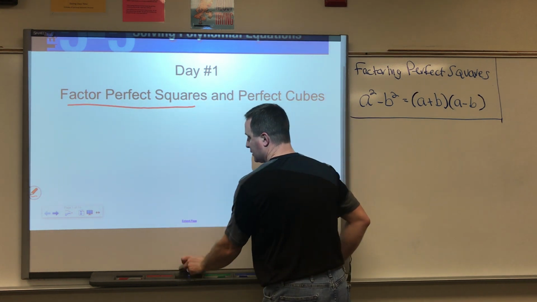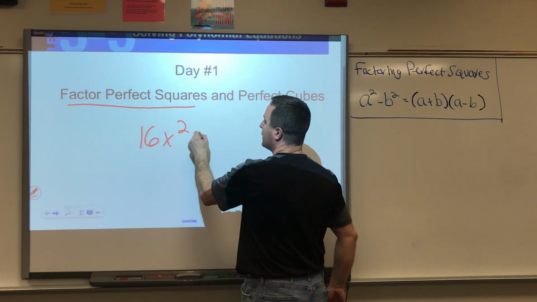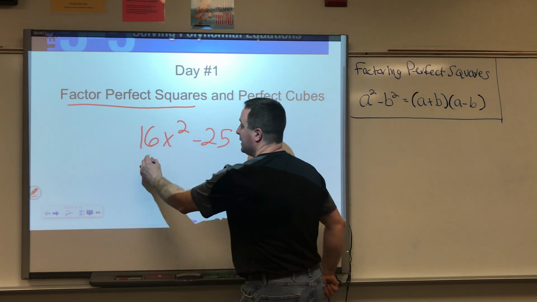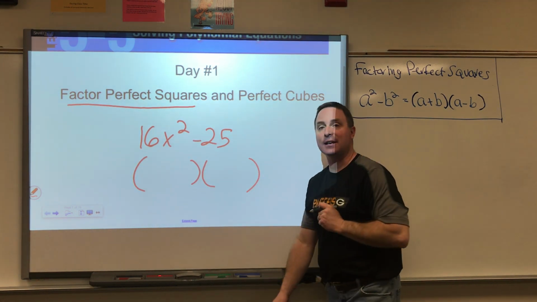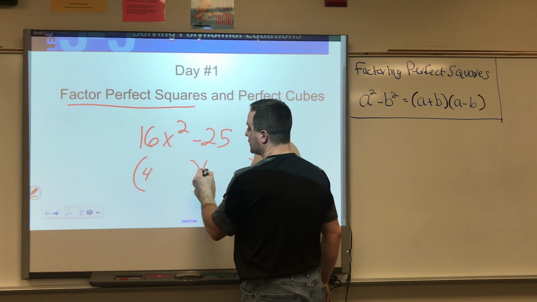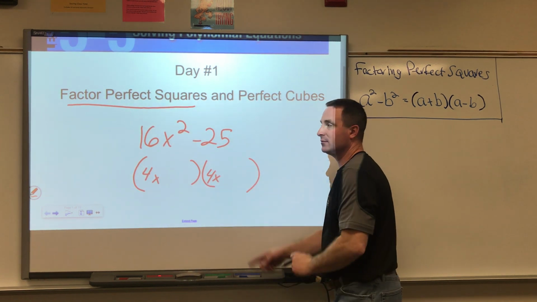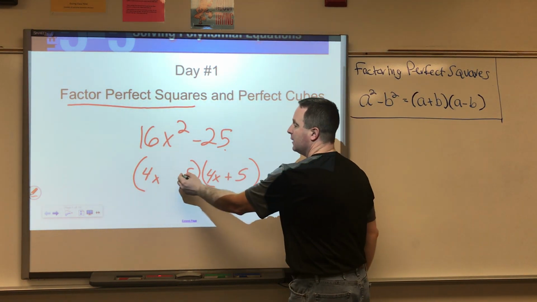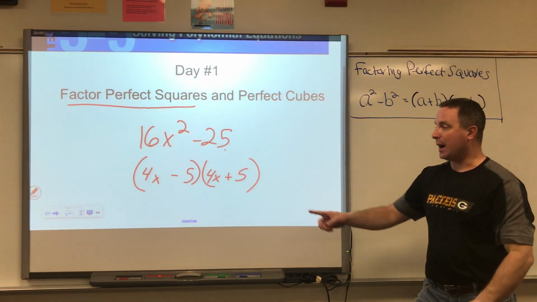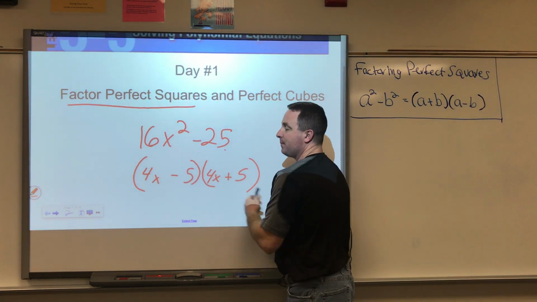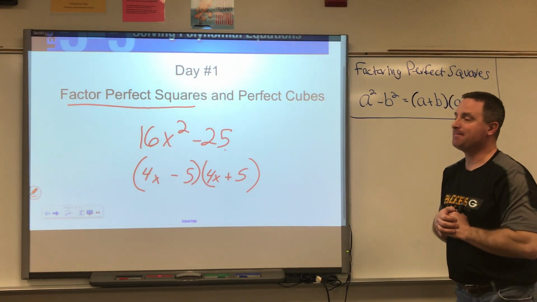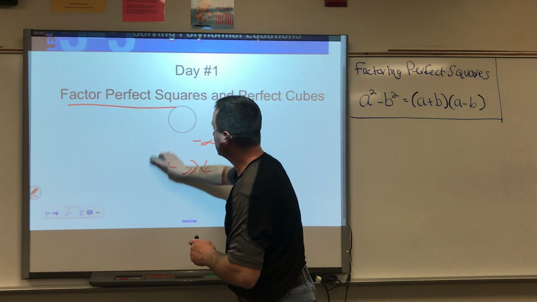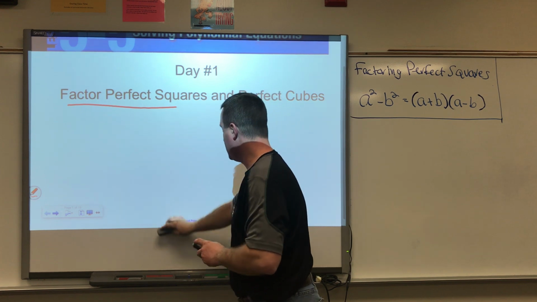Here's another one. What if I had 16x squared minus 25? What if I had a number that went out in front? Well, ask yourself, is 16 a perfect square? Does it have a nice square root? It sure does. The square root of 16 is 4. And I have to put an x and an x. 25 is a perfect square. The square root of 25 is 5. So a 5 and a 5. And one is plus and one is minus. And notice again, why the opposite signs? Because when you FOIL, the middle terms go away. But there's another one. How about another one here? Got a couple others, just refreshing our memory with perfect squares.